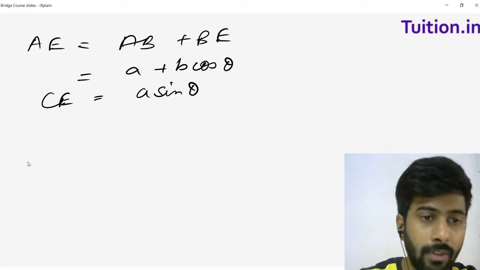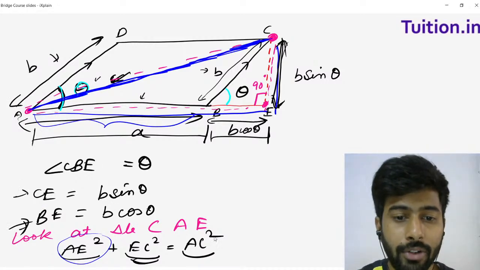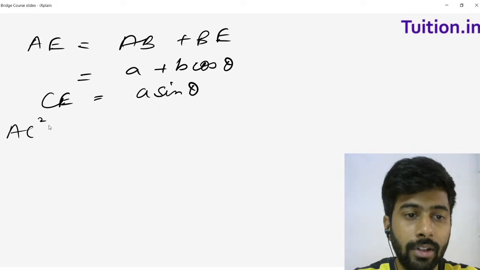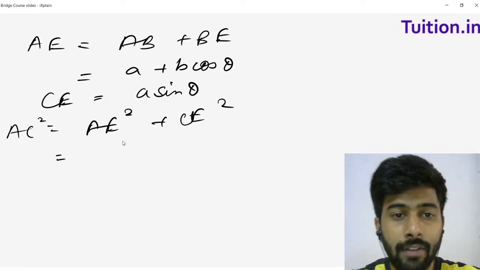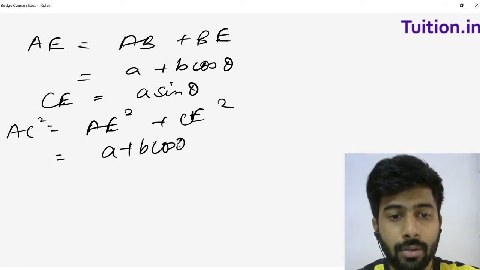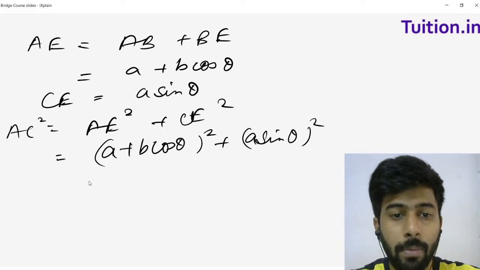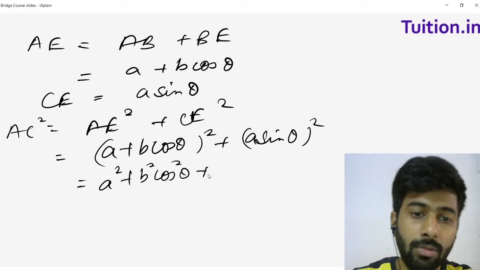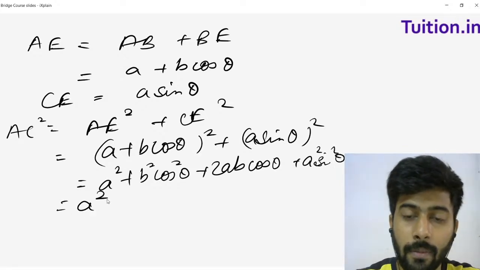So what will you do? Finally, what were you doing all this for? You were doing all this because you want this fellow, AC. So AC square is going to be AE square plus CE square. AE and CE are both available. So this is A plus B cos theta square plus B sine theta square. Simply open this up. A square plus B square cos square theta plus 2AB cos theta plus B square sine square theta.